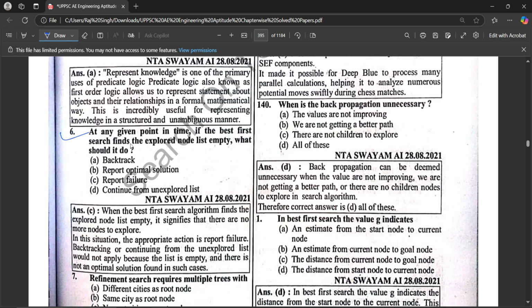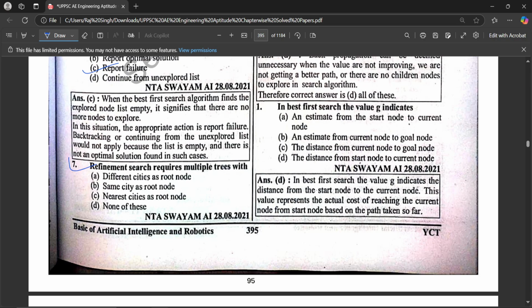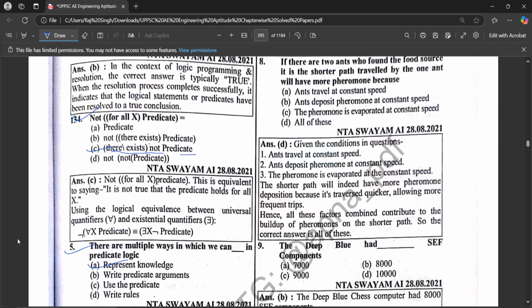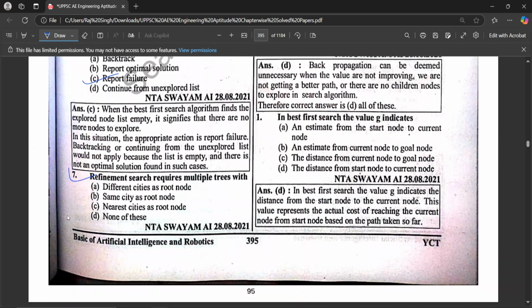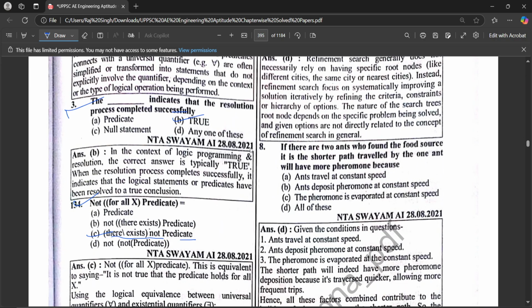If the best first search finds the node list empty, what should we do? Report failure. Refinement search requires multiple trees with correct answer is none of these. Next question: if there are two ants who found the food source, the shorter path traveled by one ant will be more pheromone because the ants travel at constant speed and deposit pheromone at constant speed. All of these.